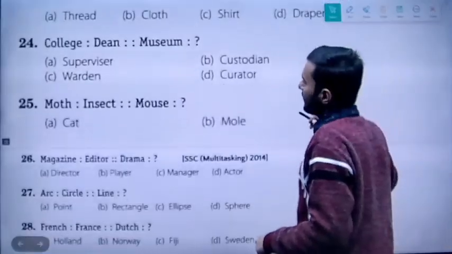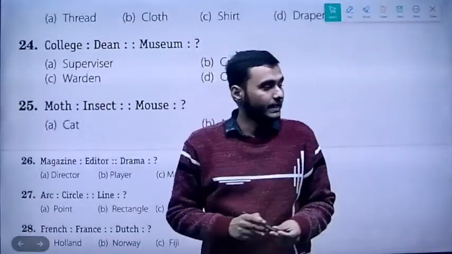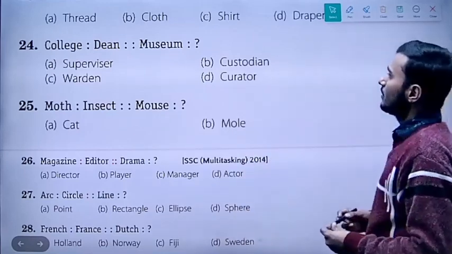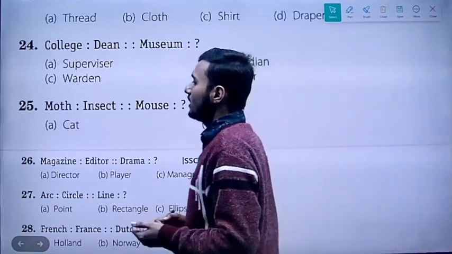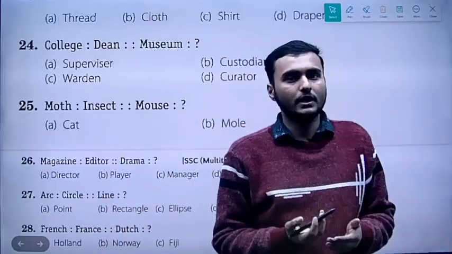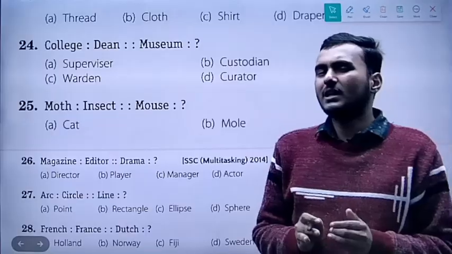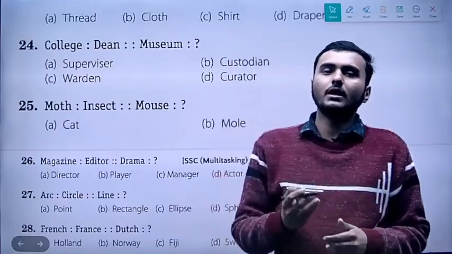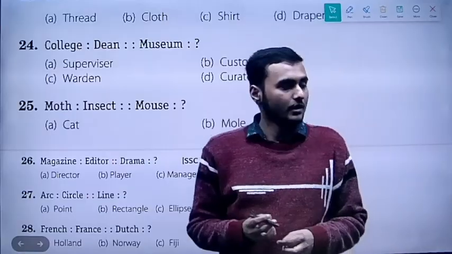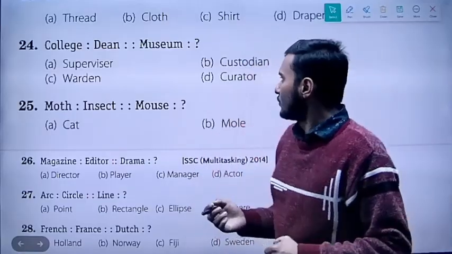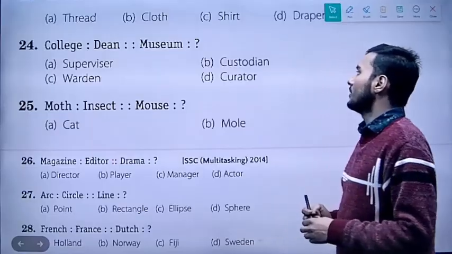Next question is question number 24. College is equal to dean, then museum is equal to what? See, what a dean does basically in a college is to see all the movements of the students who are enrolled in that college. Basically a dean does not look at a student's day to day work in college. They supervise, we can say, the hostel of the college. So we have to find what museum is related to.